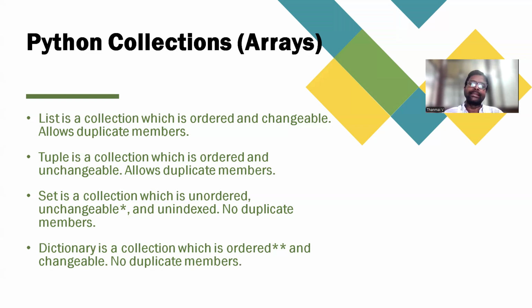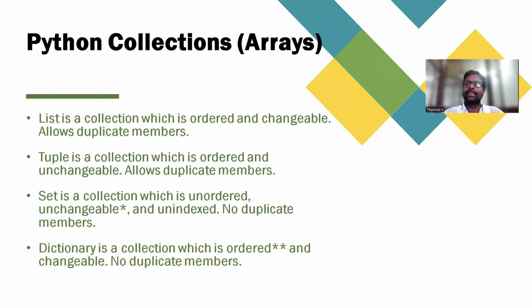What I mean to say is, in a list, all the elements are in a particular order. If you want to change the elements or the members of a list, you can change them. So a list is called changeable. And also your members or elements in a list may be duplicate values. That means a list will accept duplicate members, duplicate elements. This is about the list collection.